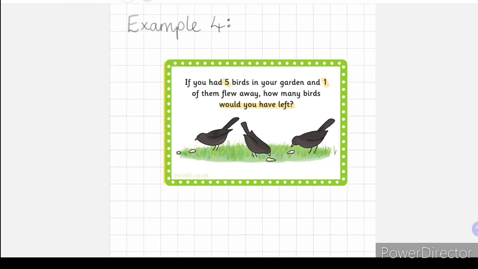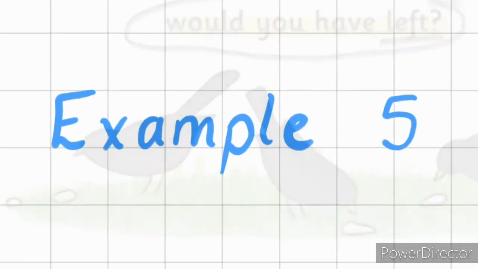Remember, in a subtraction question, when you're writing it down, you always start with the bigger number. So we had 5 birds and one of them flew away, so we take away 1. How many would we have left? 5 take away 1 equals 4. So this part here where it says, would you have left, if it uses the word left, or how many would you have after taking some away, that's a subtraction or a take away sum.